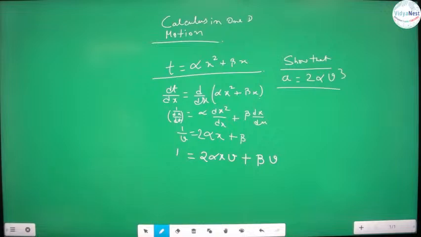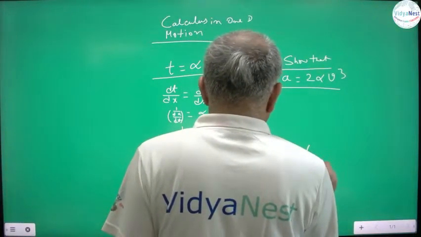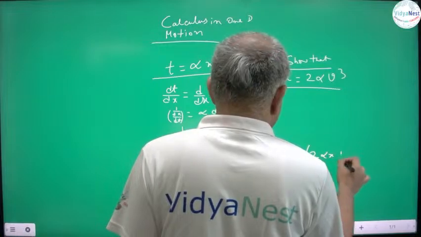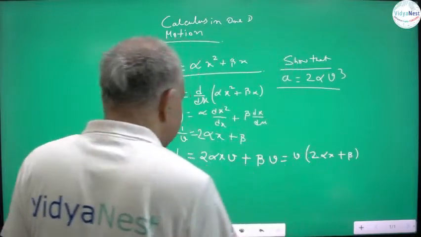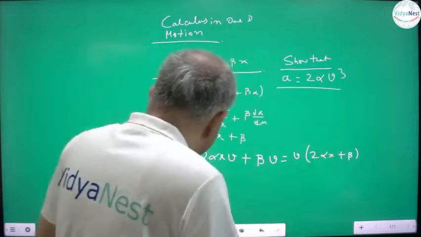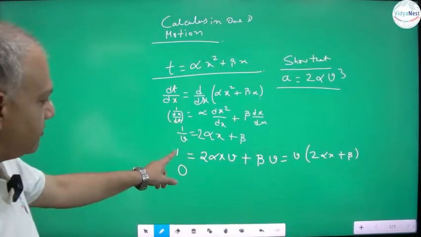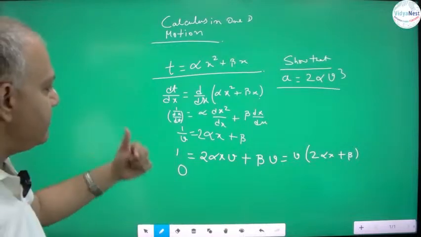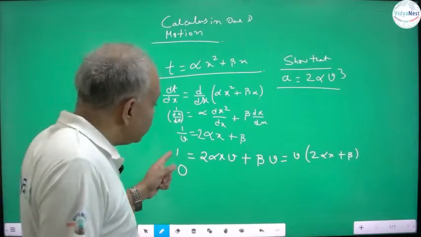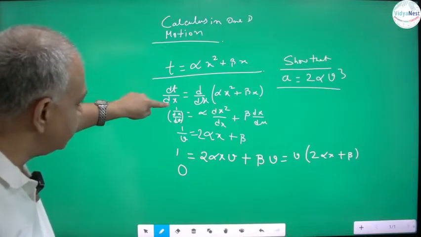Ultimately we can write it this way: v into 2 alpha x plus beta is equal to 1. Now if I again differentiate the left hand side and the right hand side, if I differentiate 1, it is going to become 0, because it is a constant number. Again, I am going to differentiate this with respect to t, because initially I had differentiated t with respect to x.